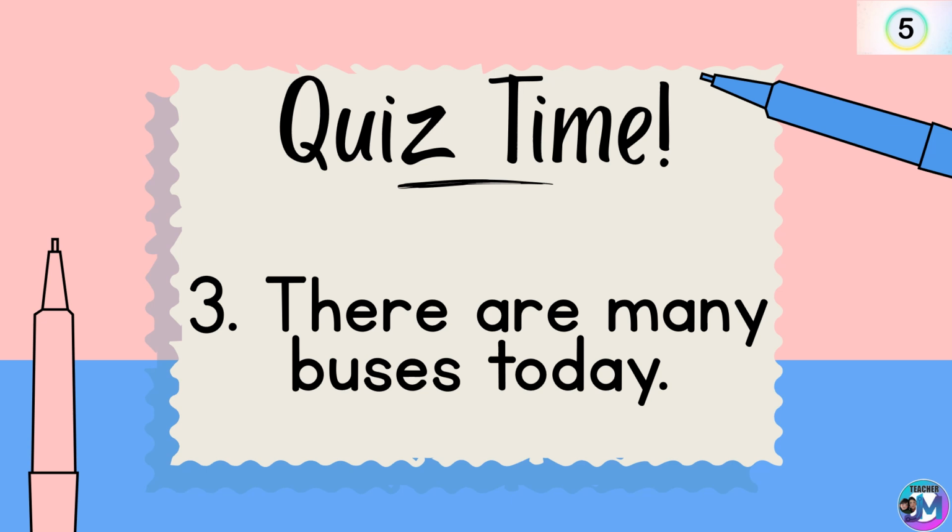Number 3. There are many buses today. Which word is an adjective in the sentence? Awesome! The answer is many because it describes how many buses are there today.